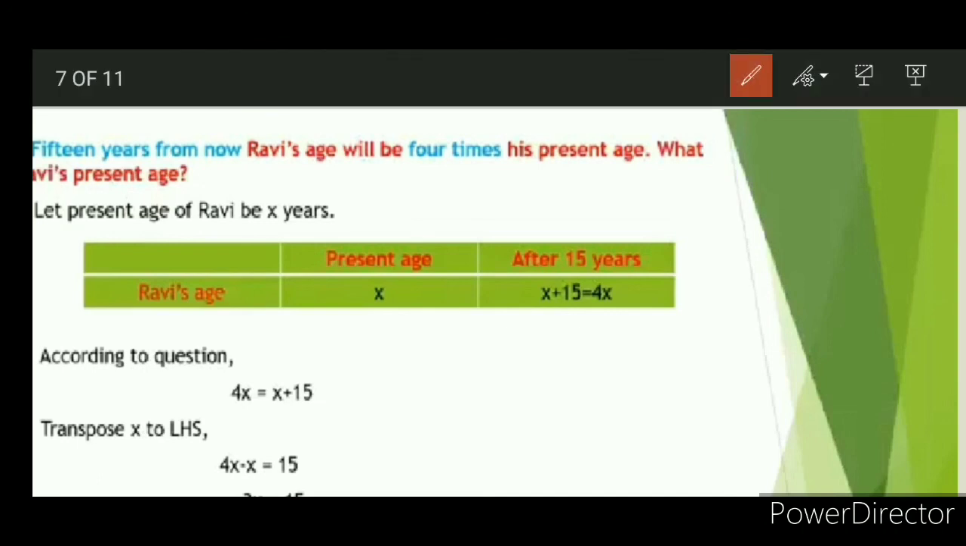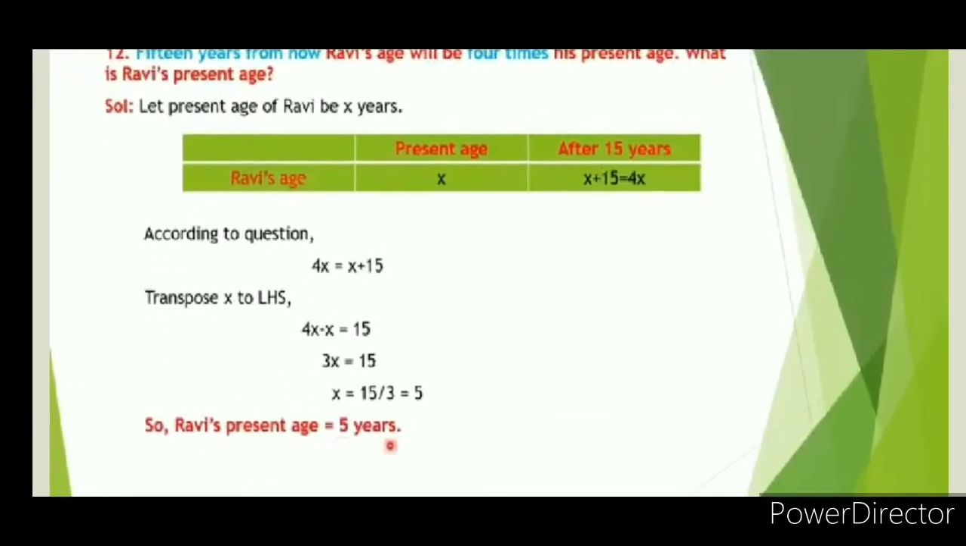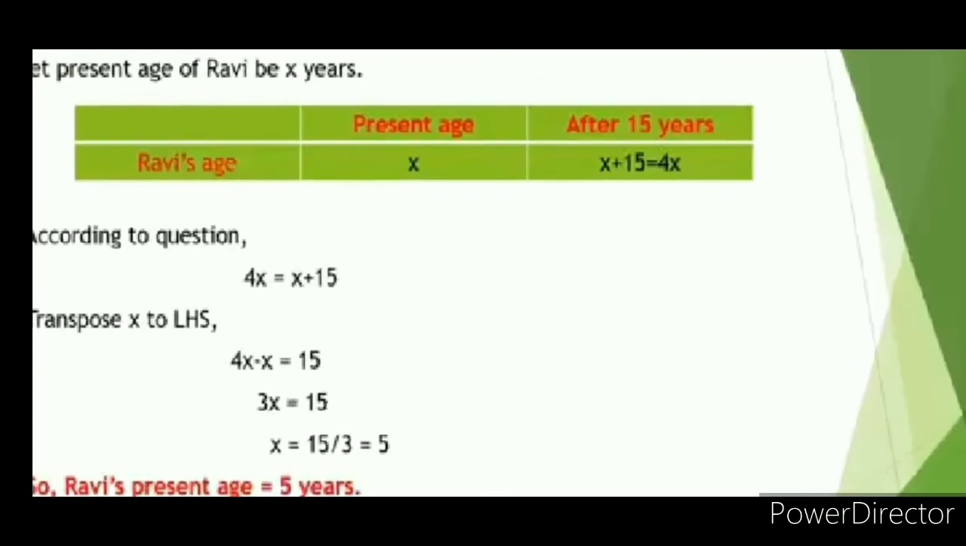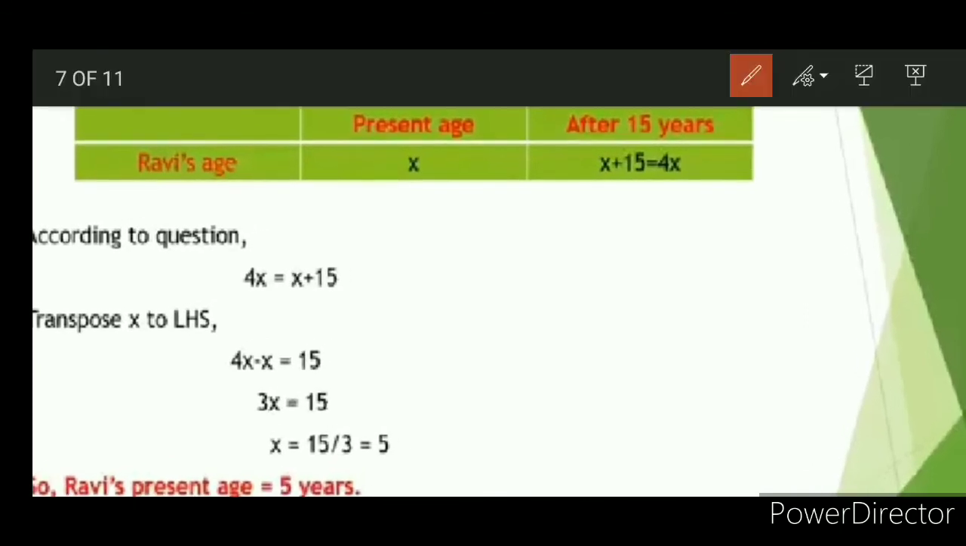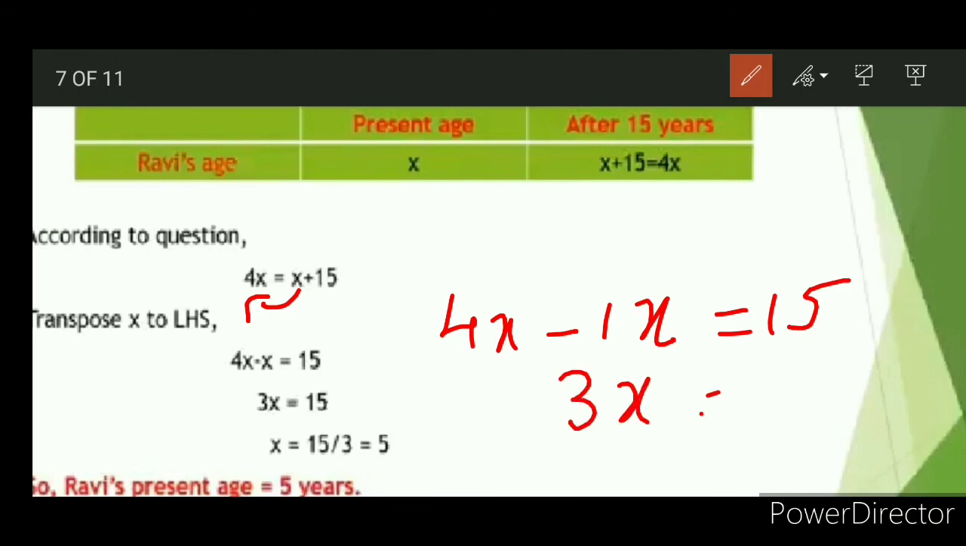15 years from now means 15 years after, Ravi's age will be 4 times his present age. So after 15 years, his age will be 4 times present age. This is our required equation. Now we will solve this equation and find the x value. According to the question, 4x equal to x plus 15. Now x we transpose to the left hand side, it will become minus x. 4x minus 1x, here no number means it is 1x, is equal to 15. It gives 3x equal to 15.